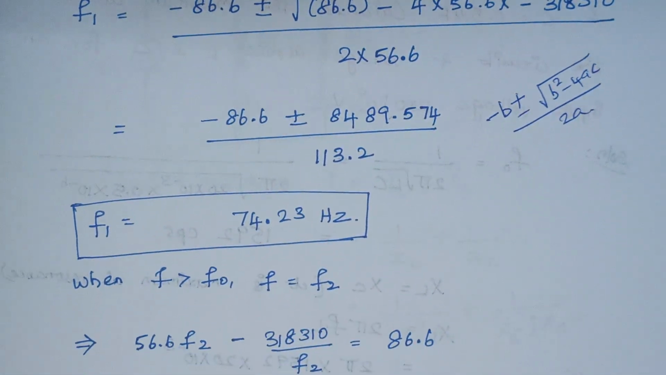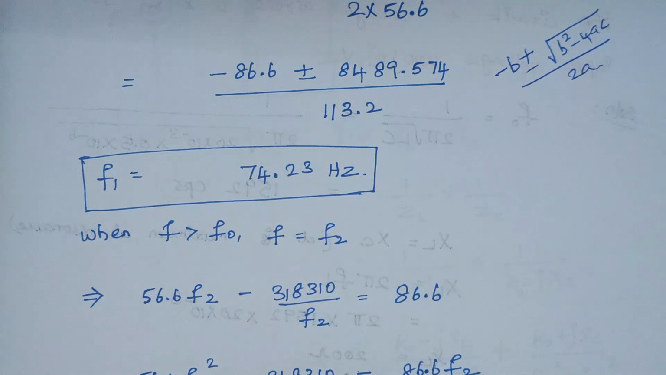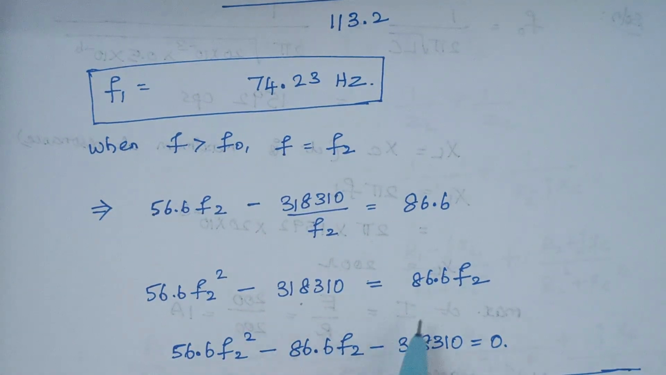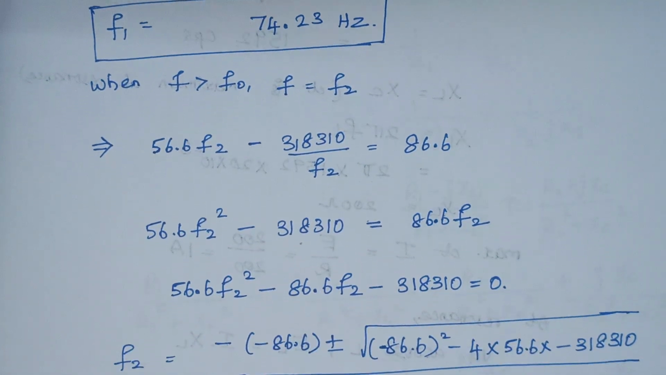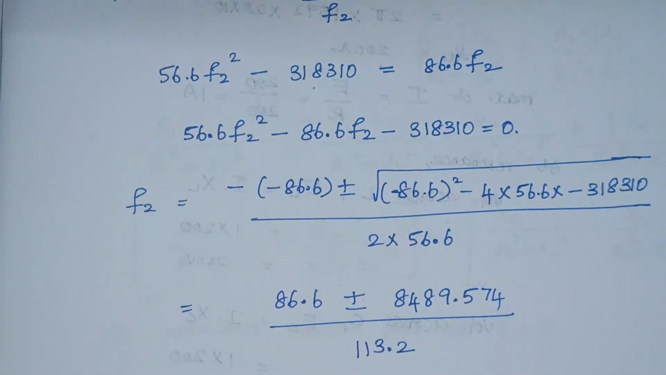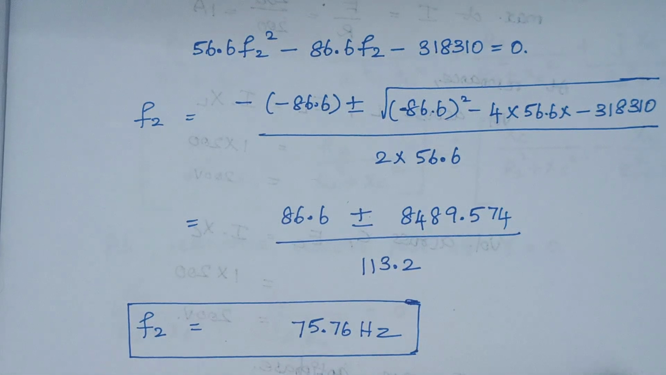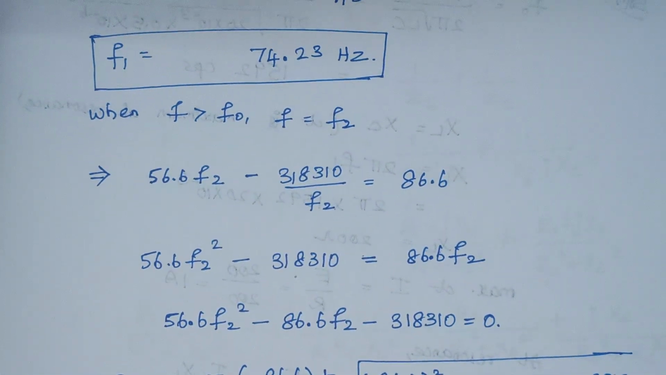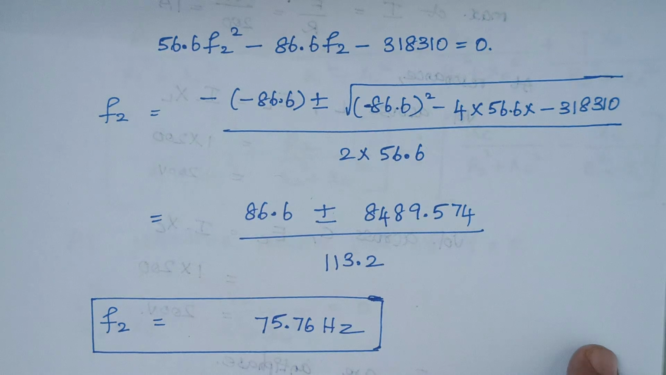And the next thing is, when the value of F is greater than F0, the value of F is equal to F2. So just replace F with F2 and the value is equal to plus 86.6. Again, when you take the LCM and everything, we are having a quadratic equation like this. Again, just using the same basic formula, find out the roots here. So here the value of F2 is calculated as 75.76 hertz, right? So the value of F1 is 74.23 and the value of F2 is 75.76 hertz. Here comes the end of this problem.